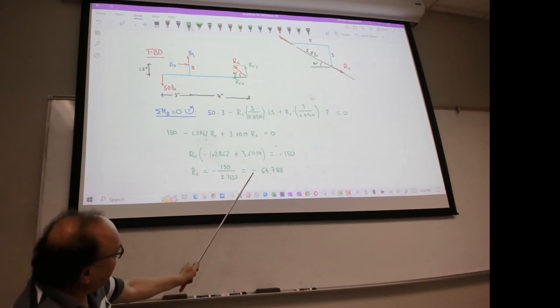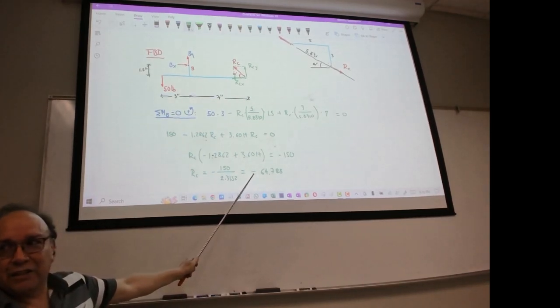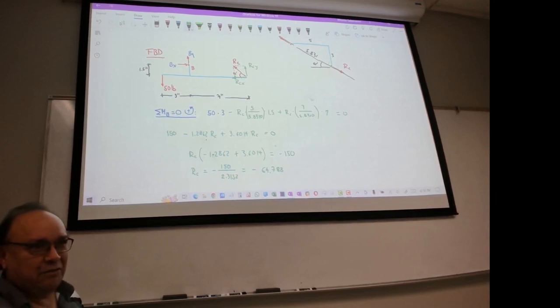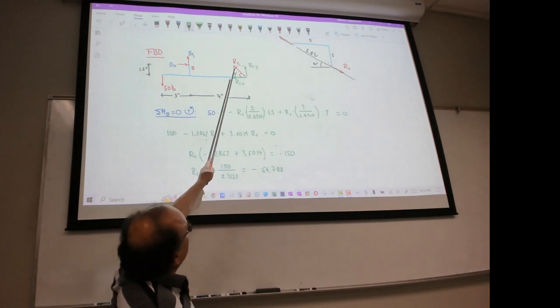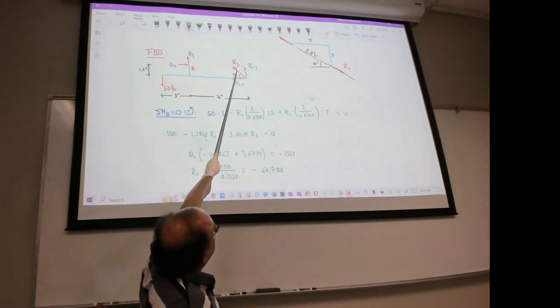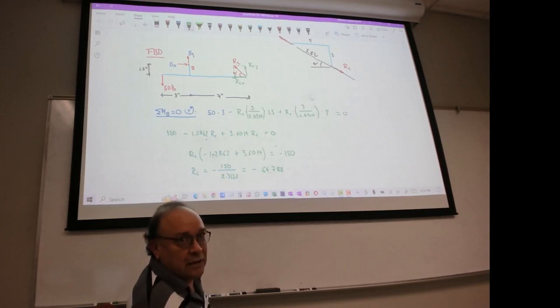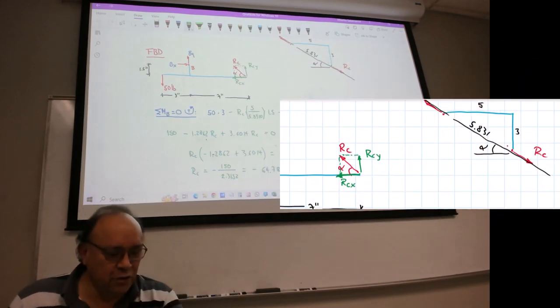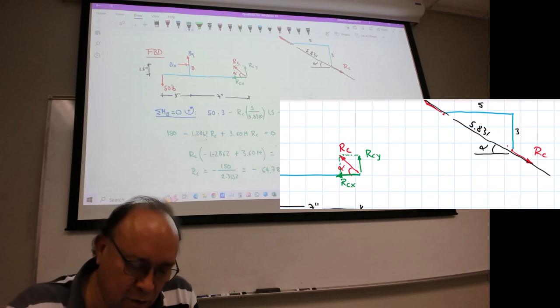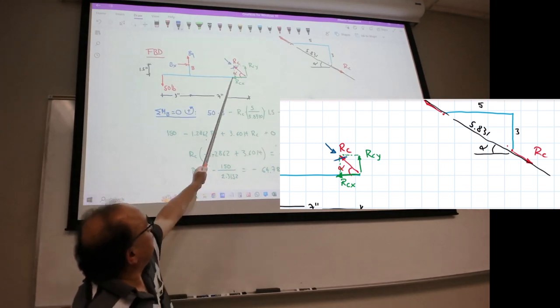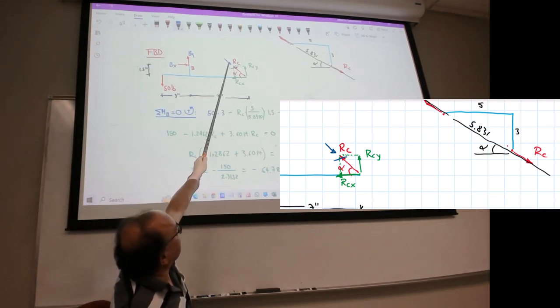See, I got negative RC. Didn't I tell you? I told you. You didn't believe me, right? What does that mean? That this force was assumed in the wrong direction. It's really going the other way. So what did I tell you to do? You make a little cross sign here, and then you put something like this to show that it's actually in the other direction. Okay?